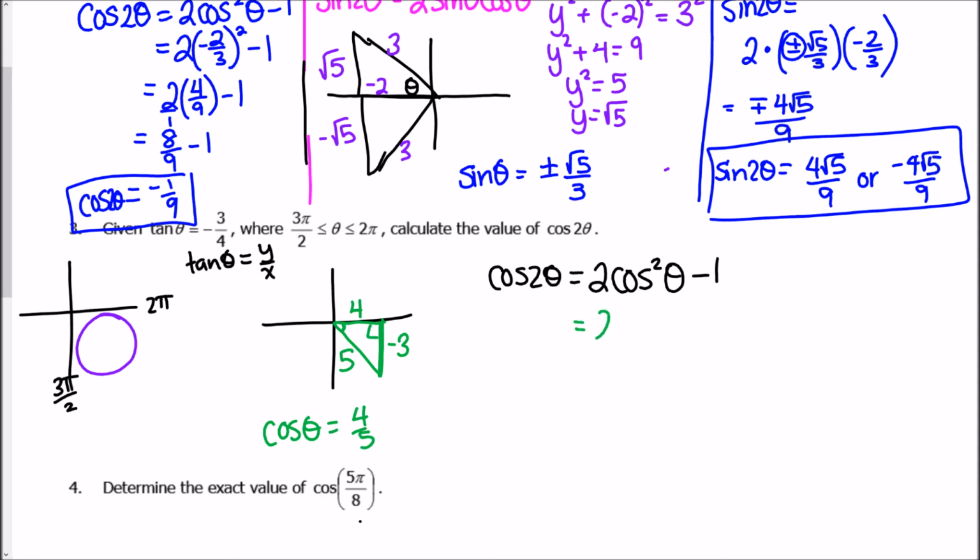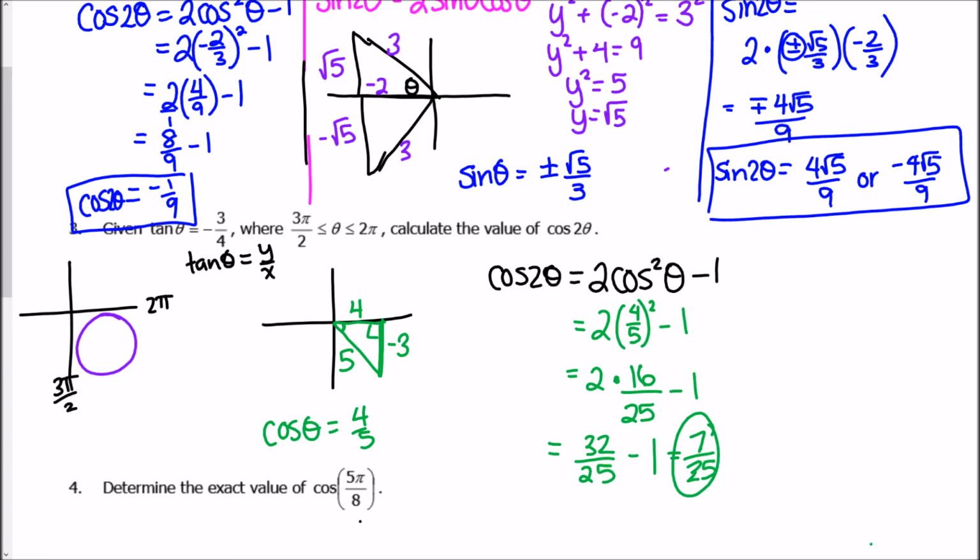So this ends up being 2 times 4 over 5 squared minus 1. So I get 2 times 4 squared is 16, 5 squared is 25, minus 1. So I get here that this is going to be 32 over 25, minus 1. Well, 1 whole is 25 over 25. So 32 minus 25 is going to give me 7. So here I get 7 over 25. Okay, and that's my answer for cosine of 2 theta.